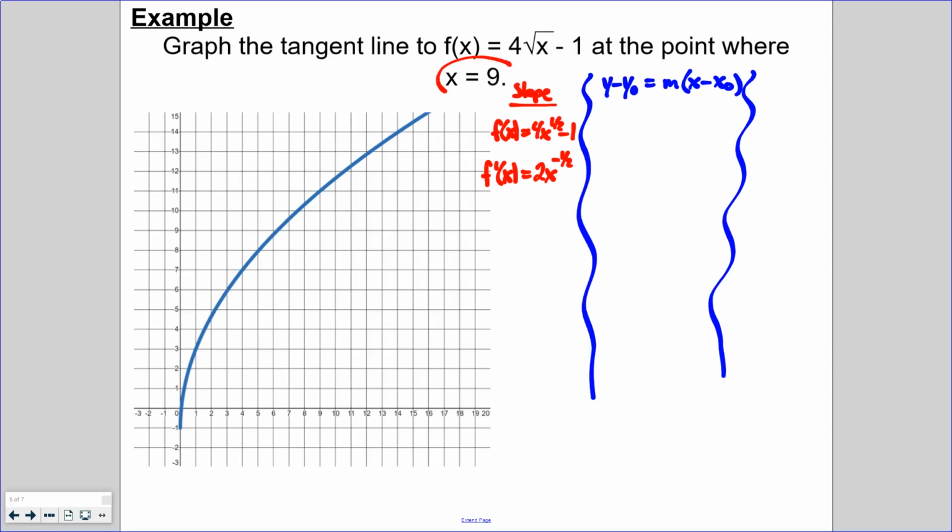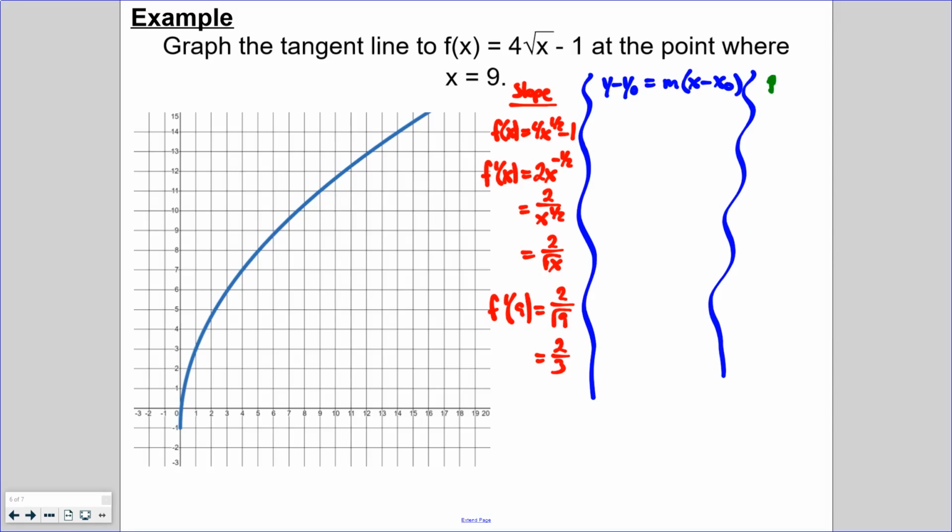We are going to want to plug in 9 next, but before we do, we want to be able to plug in 9 to a function we can actually evaluate, not something to a negative 1/2 power. So let's continue simplifying this. So I can get rid of the negative by moving the x to the 1/2 to the denominator. And I can get rid of the 1/2 fraction by changing it back into a radical. So therefore the derivative is going to be 2 over the square root of x. Now we can plug in the x value of 9 to get 2 over radical 9, which will give us a slope of 2/3.